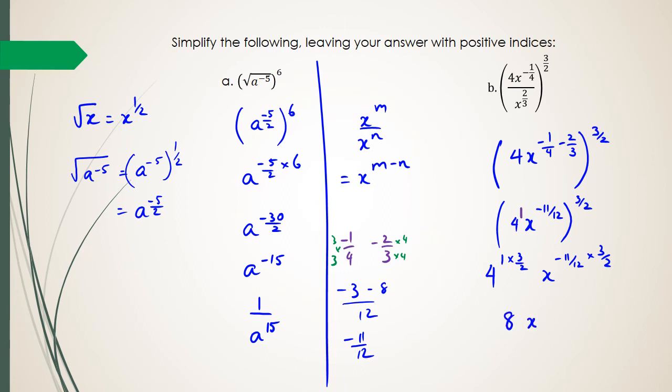And then here you've got x to the power of, what do we got? That cancels out to 4 and 1. So this negative 11 over 12 times 3 over 2 could be written as negative 11 over 8. Now, of course, remember again, this has got to be in positive indices. So we're going to write that as 8 divided by x to the power of 11 over 8.